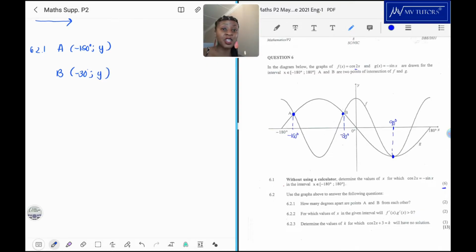Those y values are actually the same. But because we're looking for the degrees that they are apart, I'm just going to say the x value for B minus the x value for A, which is negative 30 minus negative 150. That will give you 150 minus 30, which is 120 degrees. So the degrees apart, you can't give a negative value there. It will have to be positive 120.